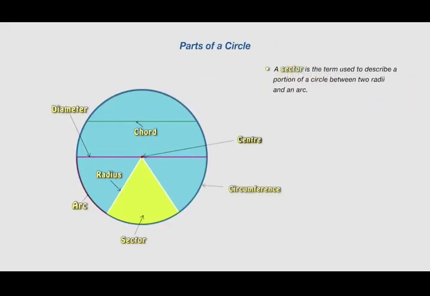Now, a segment is the term used to describe the portion of a circle bounded by a chord and an arc. A chord is a straight line and an arc. When a chord divides a circle into segments, it produces a minor segment and a major segment. And it also divides the circumference into a minor arc and a major arc, as in the diagram.